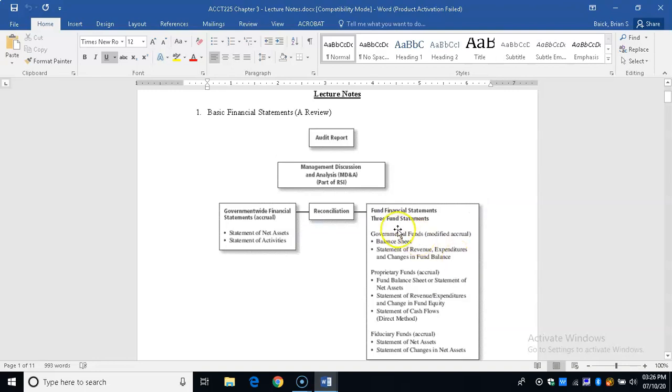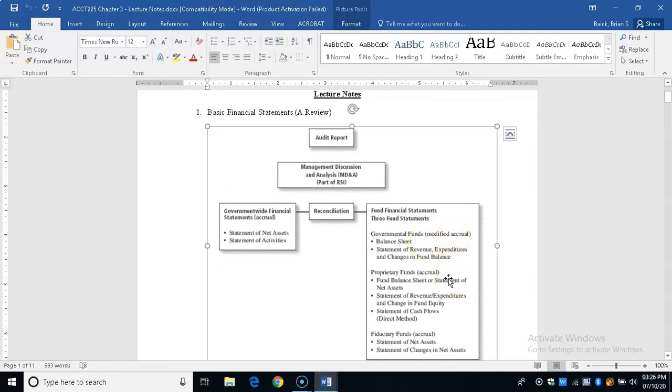We talked about the fact that governmental funds have to create financial statements, proprietary funds have to have financial statements, and fiduciary funds have to have financial statements. Now, remember, governmental funds use the modified accrual basis of accounting. These three financial statements are going to be combined together to create the government-wide financial statements.